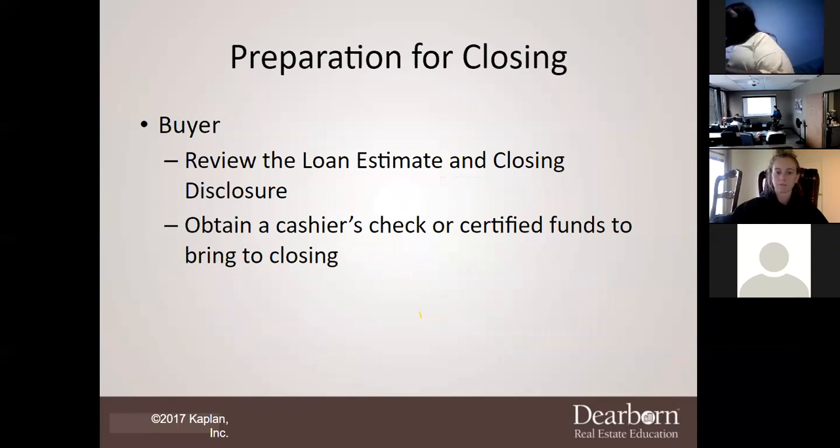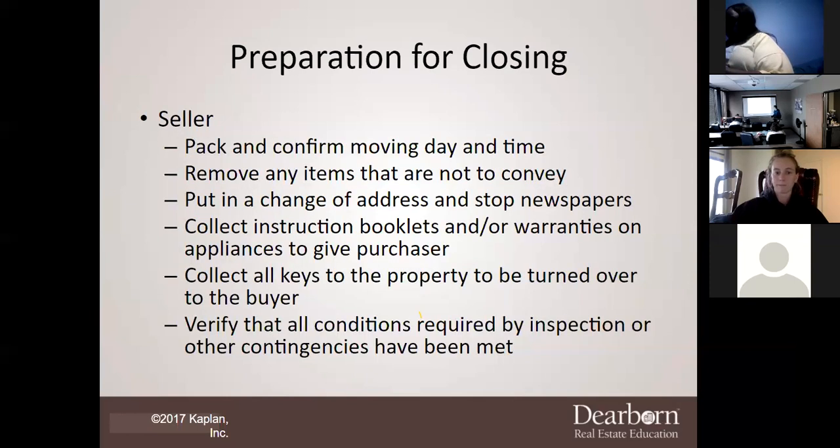So that's what a buyer will need to do for closing. Now here's what a seller will have to do for closing. Pack and confirm moving day and time. That's a big one. A lot of people don't do that.